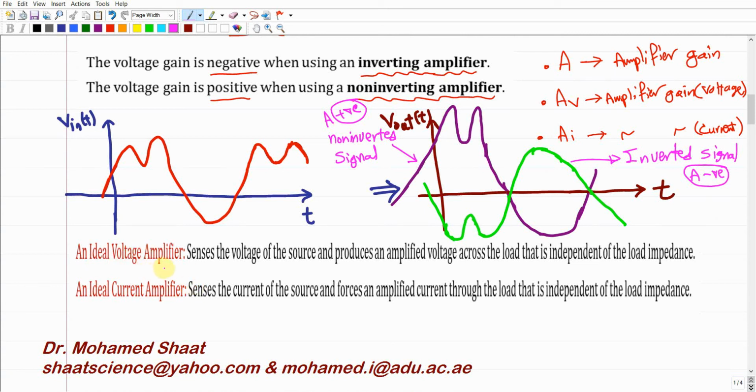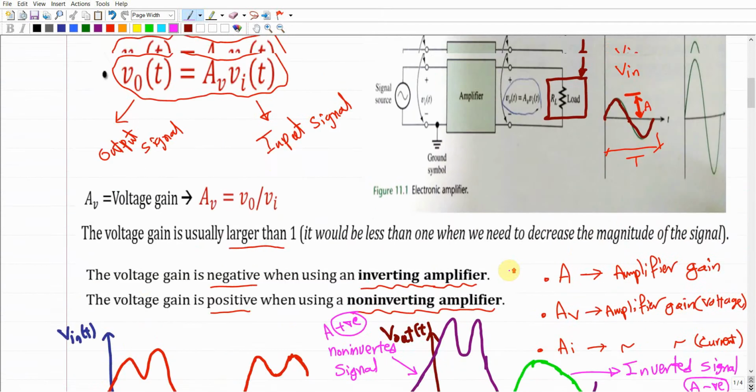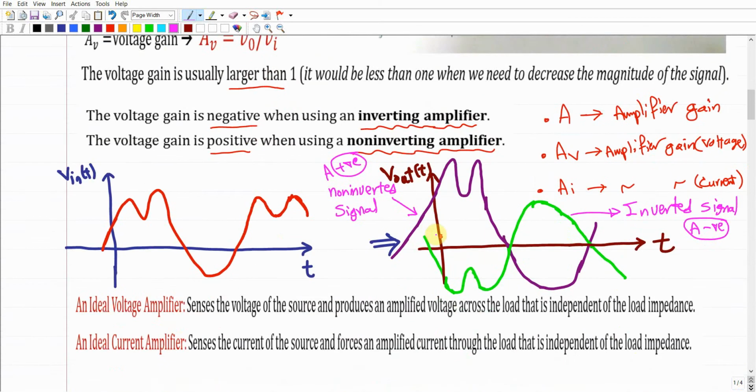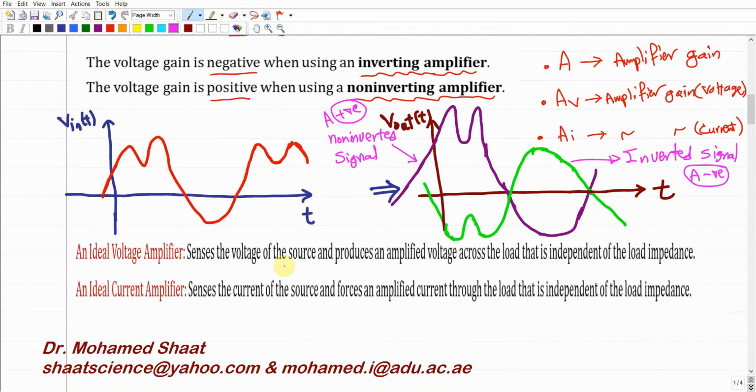An ideal voltage amplifier senses the voltage of the source and produces an amplified voltage across the load. What is the load? We said that this is like the machine that we are going to operate. So the ideal amplifier senses the voltage of the source and produces the amplified voltage across the load that is independent of the load impedance.